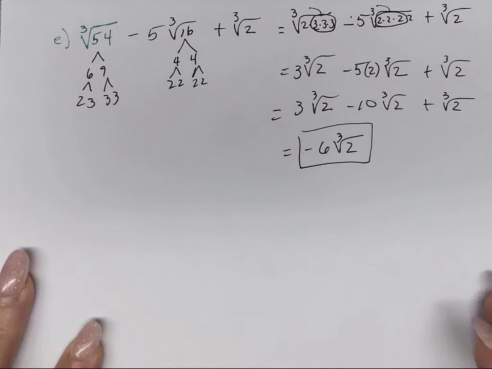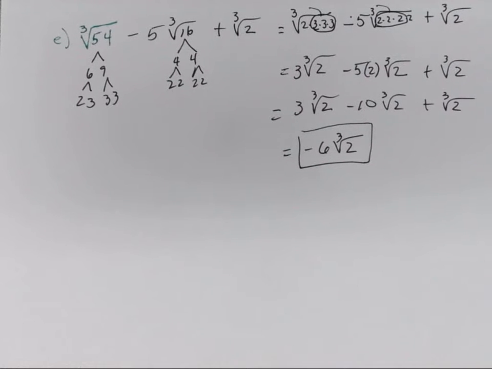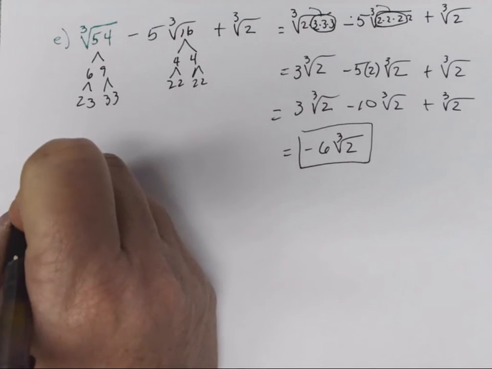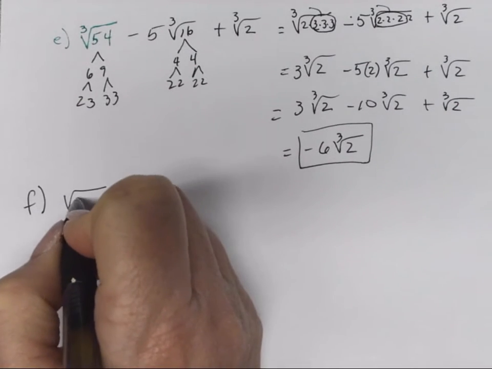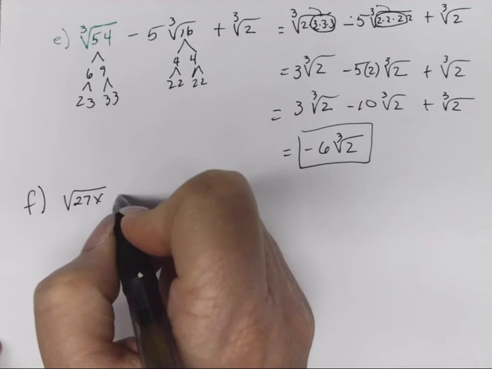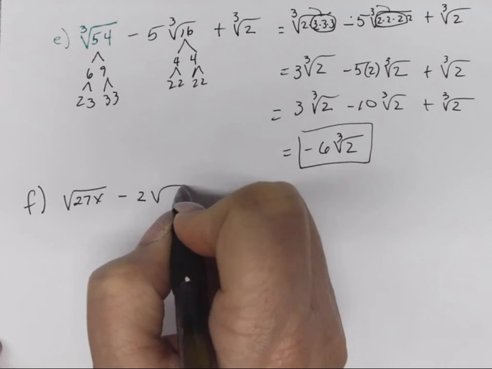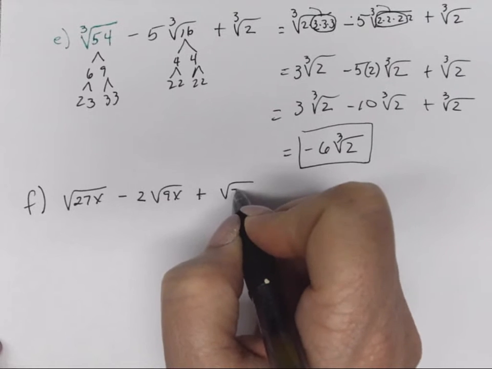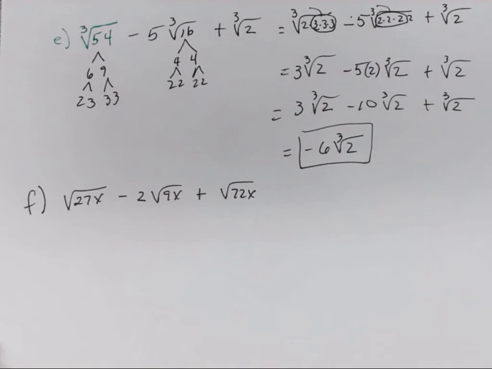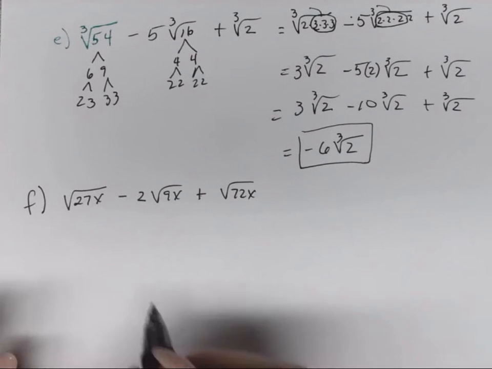And on any of these, you can always stop the video to see if you are getting the same answer that I am. Let's do another one. So for F, we have the square root of 27x minus 2 square root of 9x plus the square root of 72x. So again, we're going to break it down.